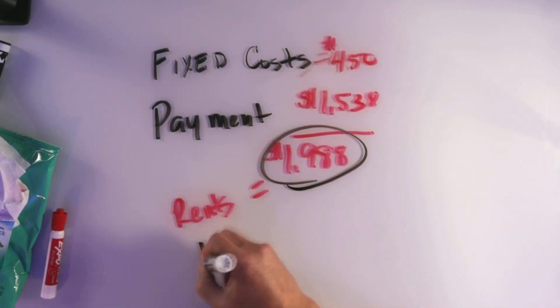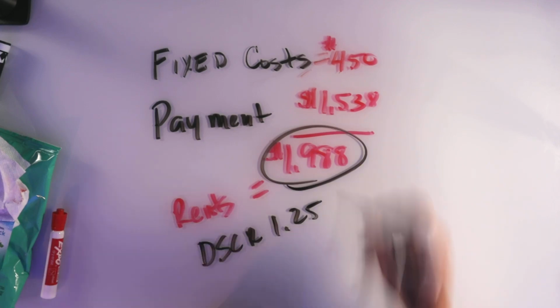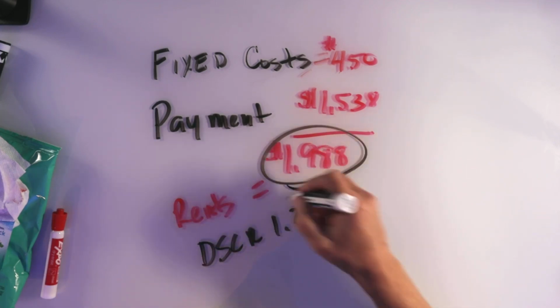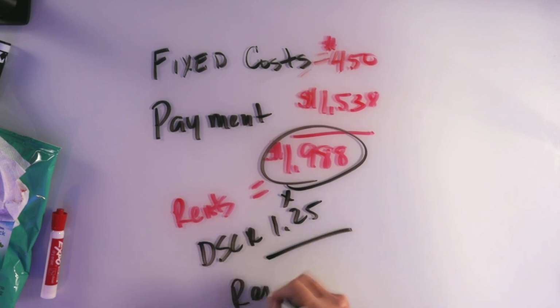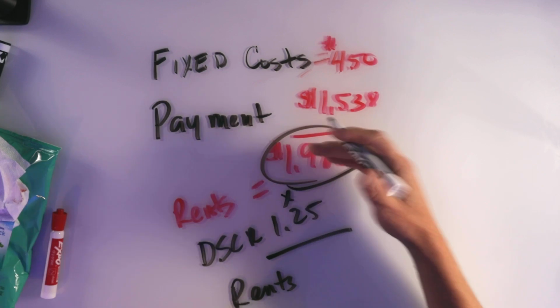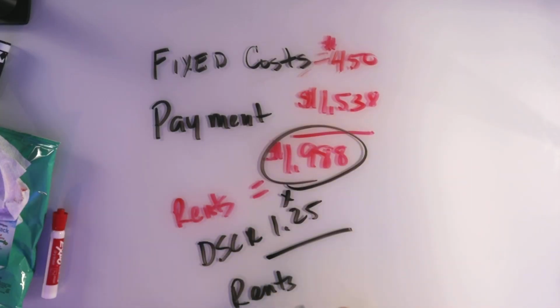Let's just say they want a DSCR ratio, or you do, of 1.25. What you do is you take your expenses, the $1,988, and you times it by, take out a calculator, times by 1.25, and you get the rents that you will need with the expenses of $1,988 to hit a DSCR ratio of 1.25, or a 25% profit margin in your case, because that's what's going to go into your pocket. Just to finish it out, the 1988 times 1.25 is just a little under $2,500 in rent.